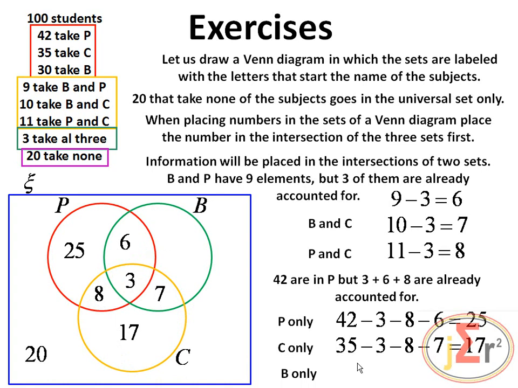And we are going to do the same thing with botany. And, of course, since we have 30, we are going to take away the 6, the 3, and the 7 that we have already represented here. And the result is 14, and it goes in botany only.